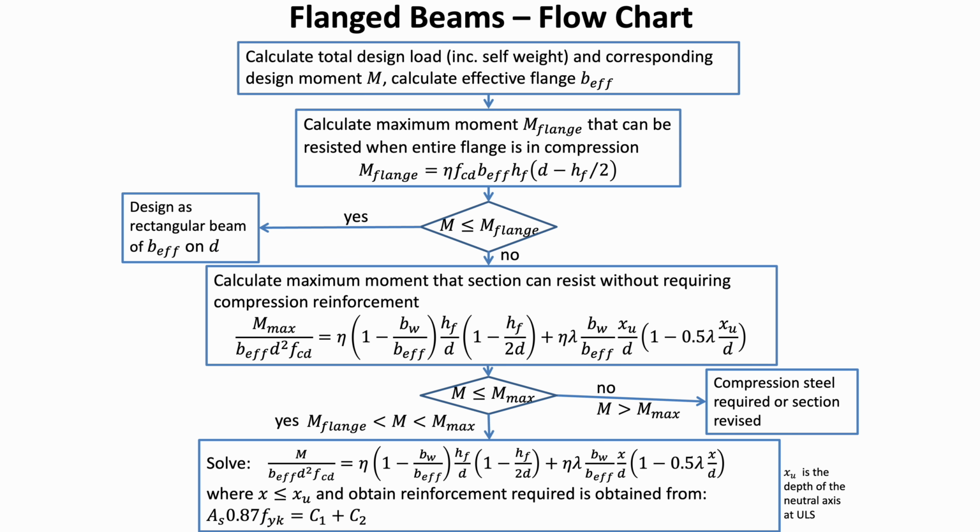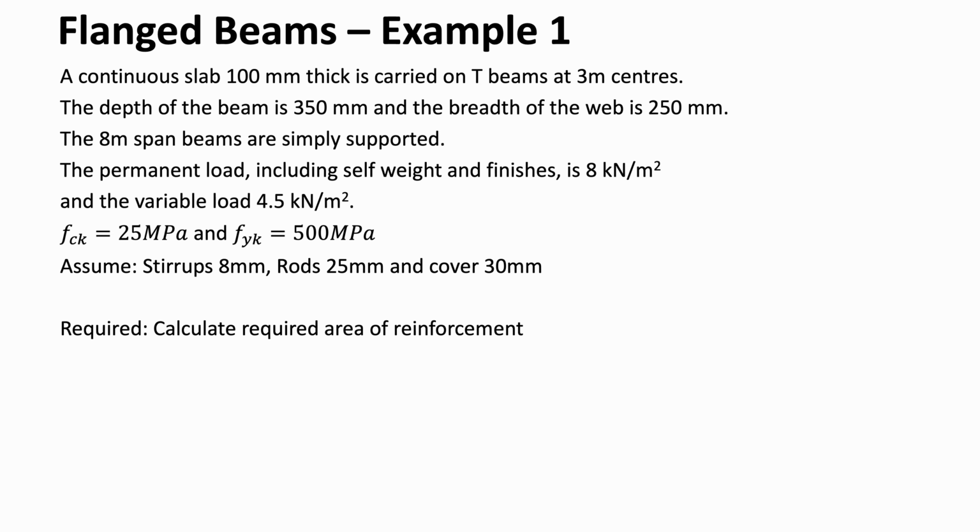So now that we've been through all the theory, let's get stuck into an example. This example brings the full flanged beam procedure together in a practical design scenario. Here we have an 8-meter simply supported T-beam carrying a 100mm slab, which is spaced at 3-meter centers. The key section dimensions are a 350mm overall depth and a 250mm web. The loads include both permanent actions, which are self-weight plus finishes, and a variable load. With the material strengths and reinforcement details given, the aim is to calculate the required area of tension steel.